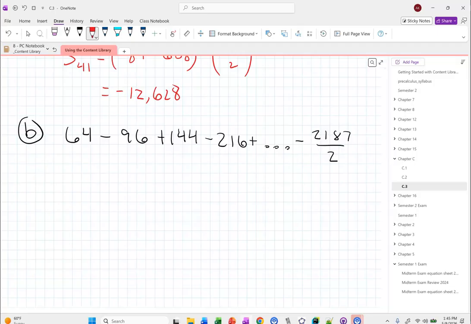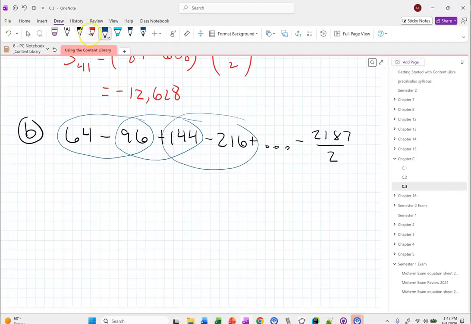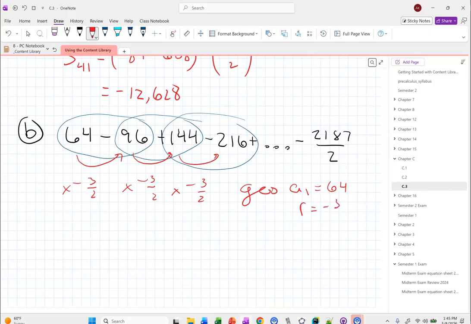How am I going to find the ratio? I'll divide 96 by 64, and then 144 by 96, and then 216 by 144. And I get that same constant each time, right? So that tells me we're geometric. The first term is 64, and r is negative 3 over 2. You guys feel good?